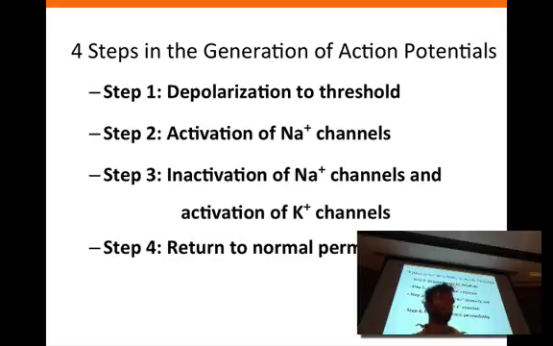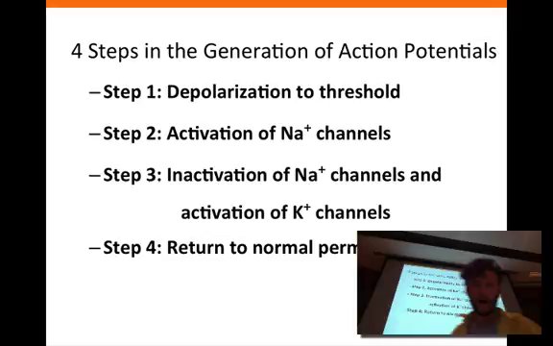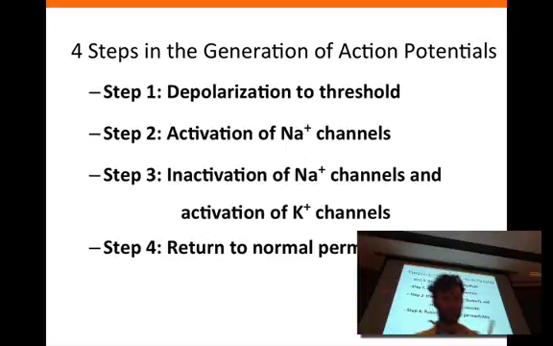So there are 4 steps to generate an action potential. Step 1, you've got to depolarize the membrane to threshold. That's by the summation of a bunch of graded potentials somewhere else in the cell body. And that membrane potential has finally impinged upon the axon hillock where we have these voltage-gated channels. So we depolarize to a threshold. The threshold is going to turn out to be -60, -65, something like that, millivolts. And we're going to activate these sodium channels. These sodium channels are going to swing open. Sodium rushes in.